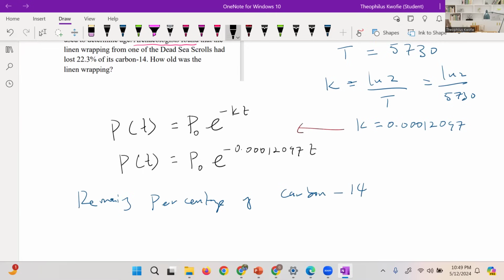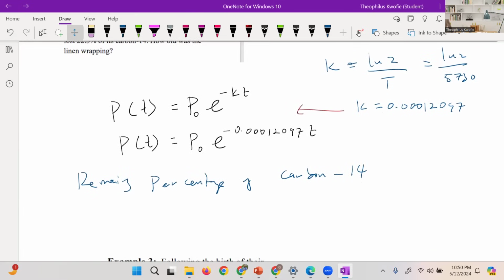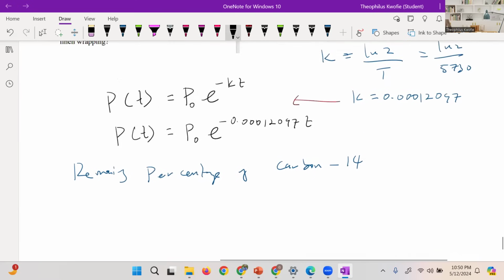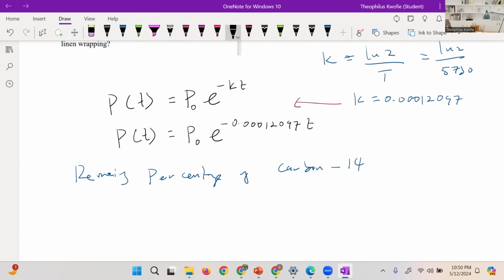What do you think will be the remaining part of carbon-14? Can anyone help us? If we are given that 22.3% of carbon-14 has been lost, then the percent of the remaining carbon-14 will just be what? That'll be 77.7%. Okay, good. In that case, it means we're going to have our P of T to be equal to what? Somebody should help us. Okay, that'll be 0.777 P naught, right? Good. Because this part has been given to us, which is 0.777, okay? But the initial value of that was not given, so that's why we have that.